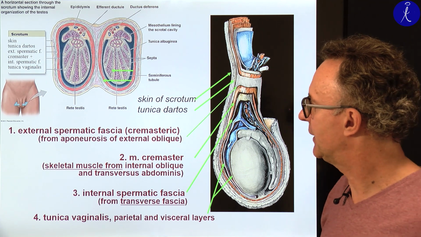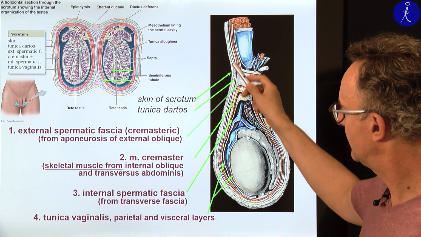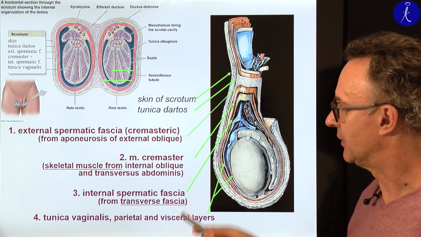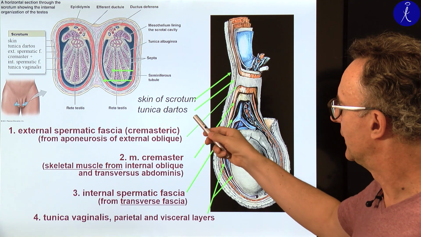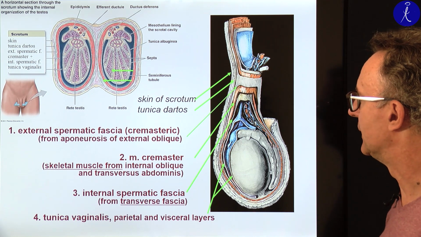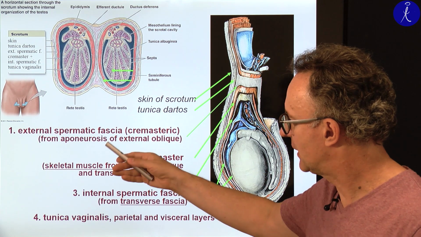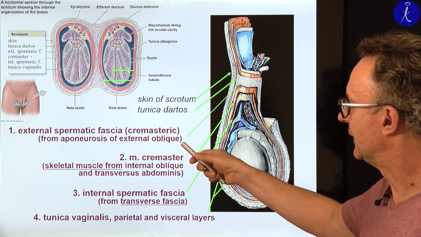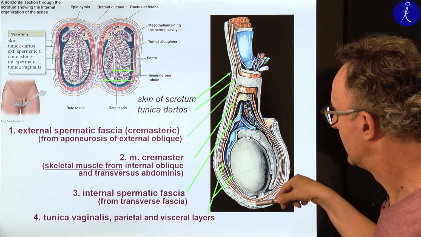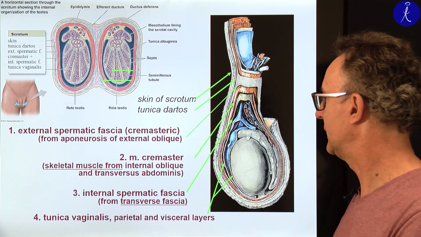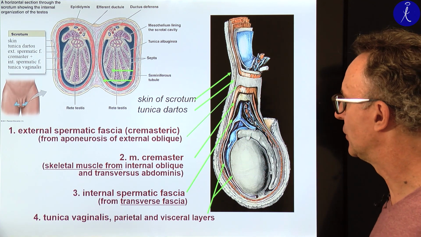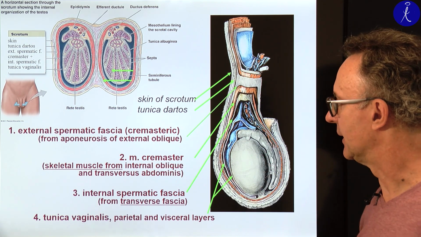Now this is what you see here. As I told you, the skin of the scrotum and the underlying connective tissue, containing otherwise smooth muscles as well for the wrinkles, tunica dartos or dartos fascia, are not included in the coverings. The first covering is the continuation of the aponeurosis of the external oblique, called external spermatic fascia or cremasteric fascia. The second one is a muscle, but not so continuous as this figure shows. It's rather just bent. This is the cremaster muscle.